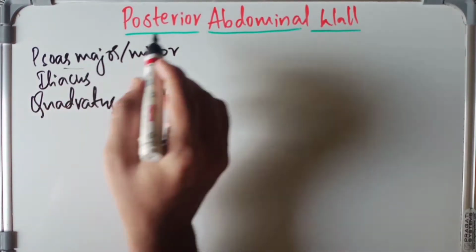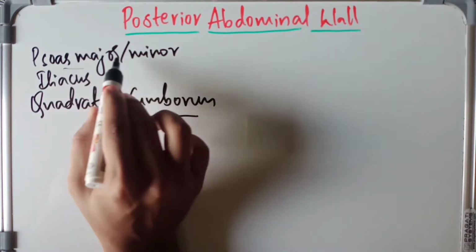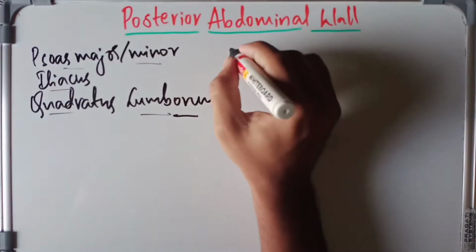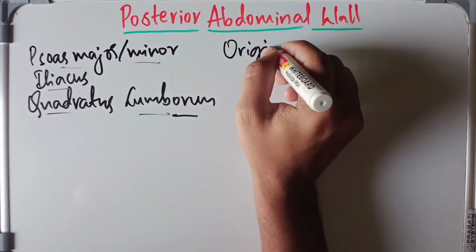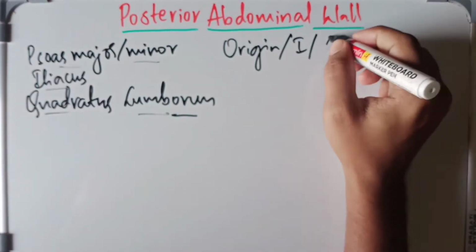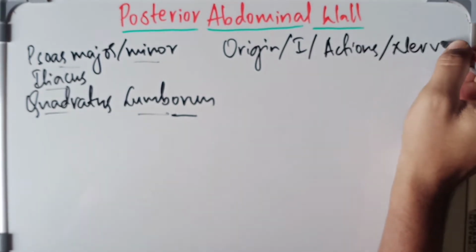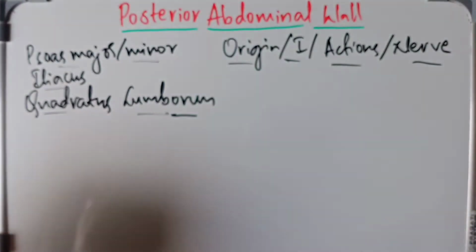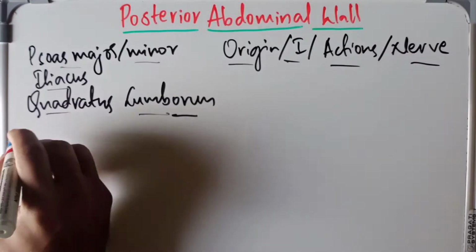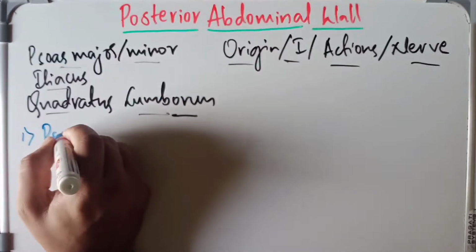So these are the four muscles that will support the posterior abdominal wall: psoas major, psoas minor, iliacus and the quadratus lumborum. We will be making sure we learn about the origin and insertion, its actions and nerve supply. We will be learning individually about the origin, insertion, actions and the nerve supply of all these major muscles. So firstly we will be discussing the psoas major muscle.